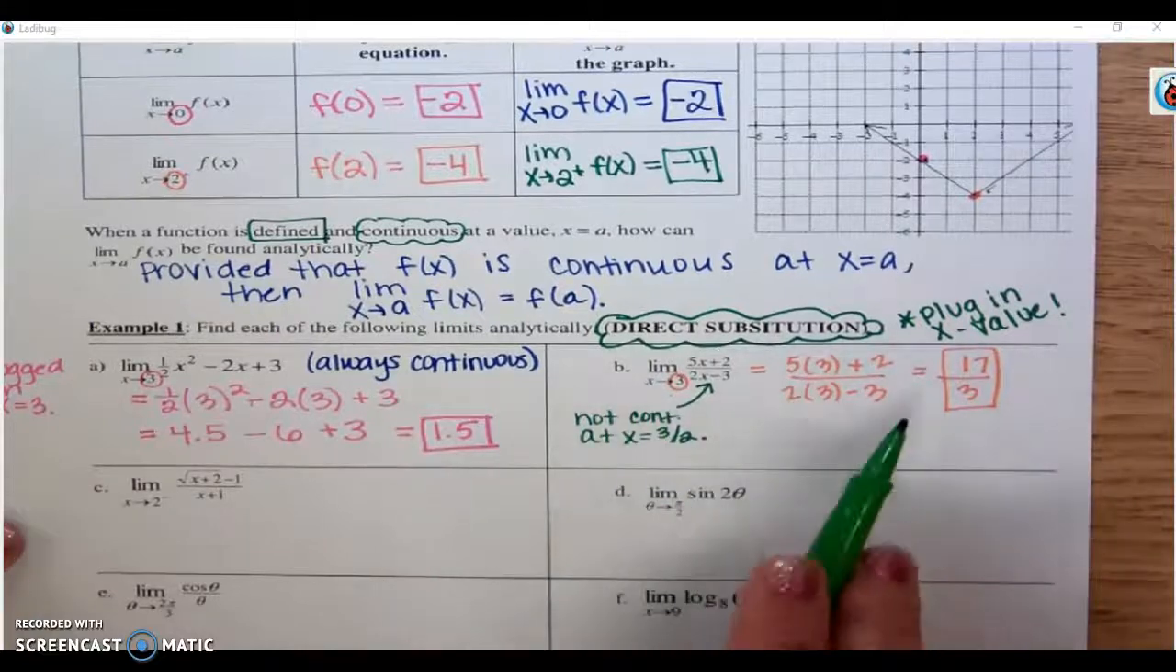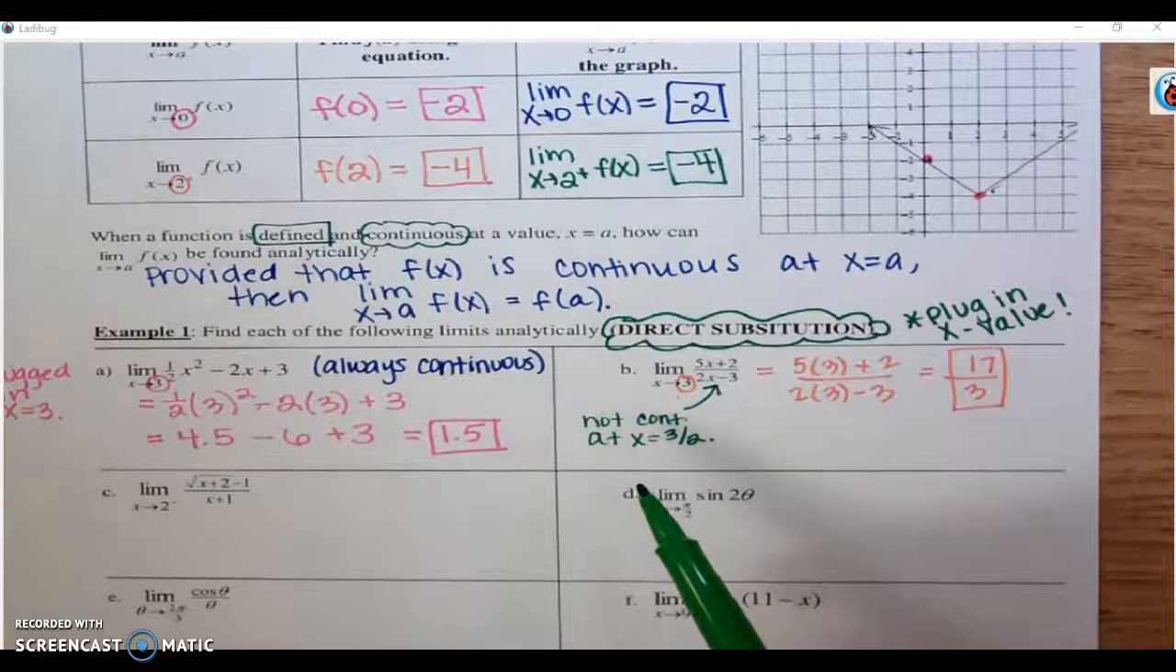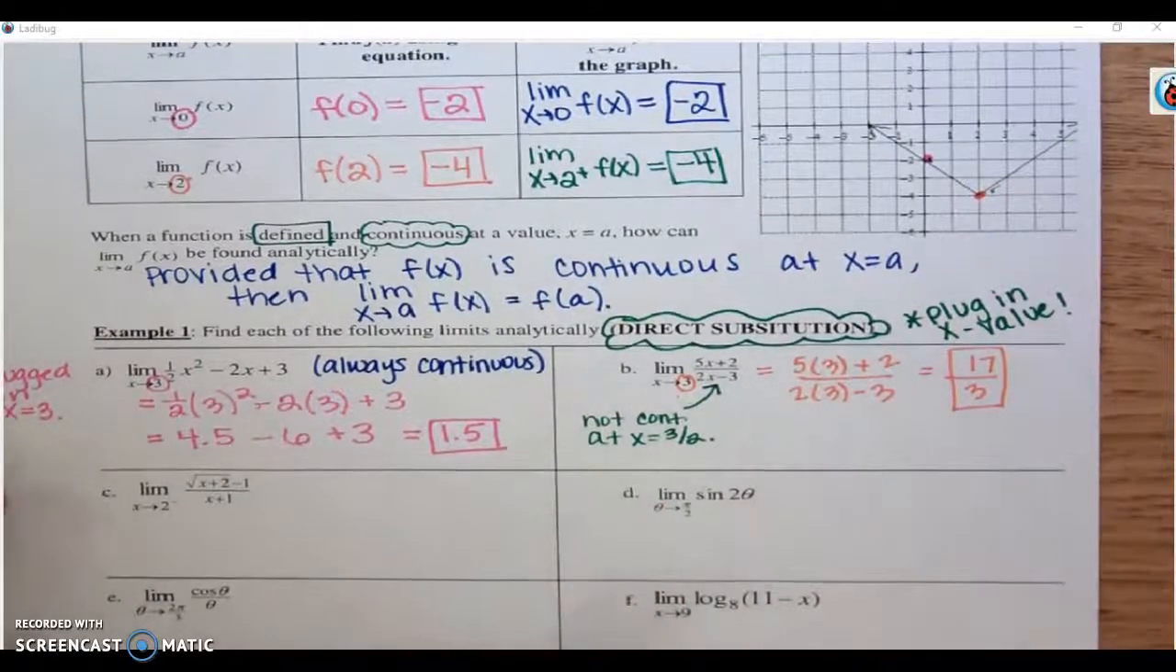So when you're doing these direct substitutions, you're not always going to have to tell where it's continuous, but if you can spot it out, it'll tell you if you're going to have to go to the next step.